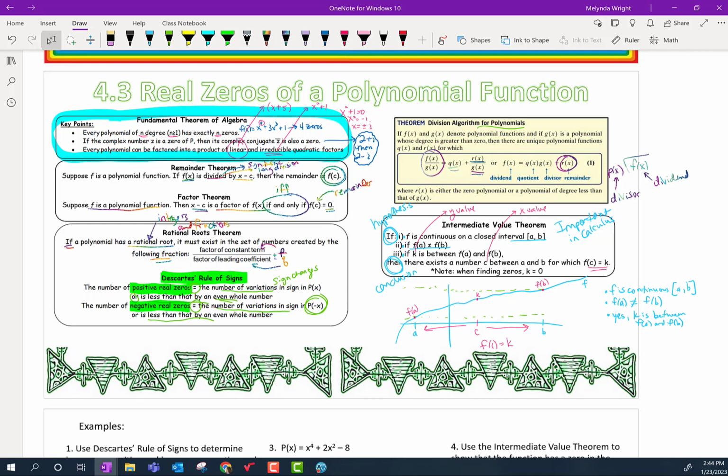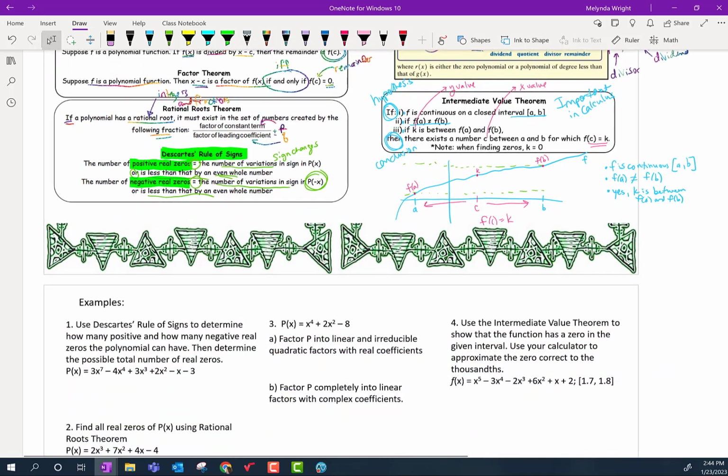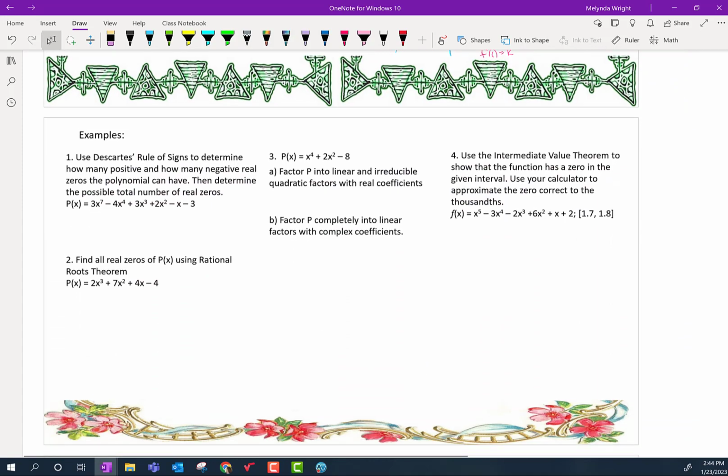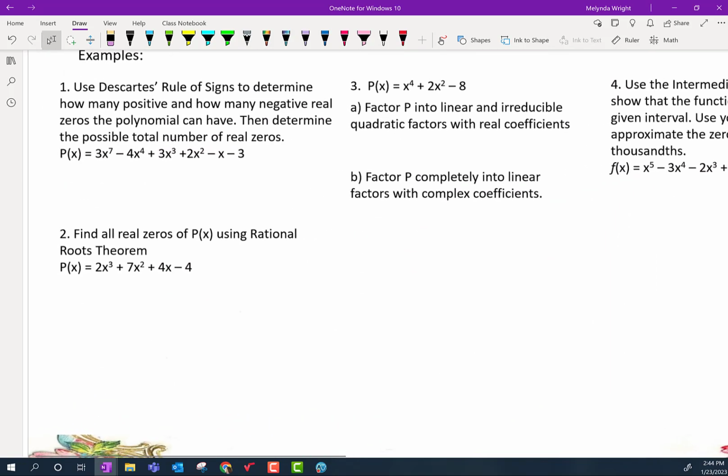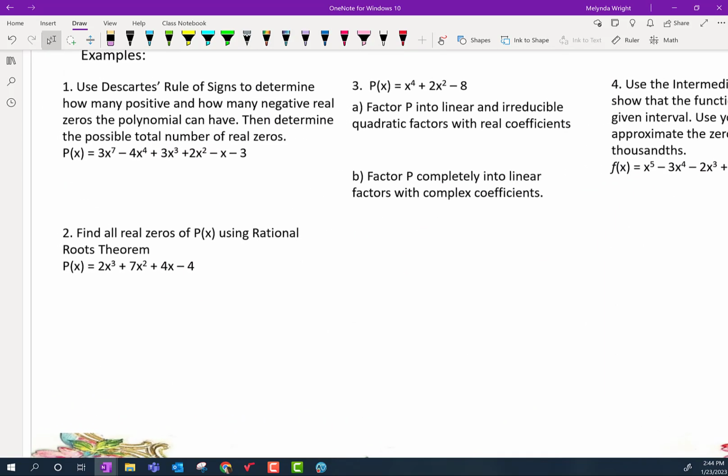So let's jump in. Let's start with Descartes. That's the new one. We're going to use Descartes' rule of signs to determine how many positive and how many negative zeros a polynomial can have. Okay, great. So here we go.